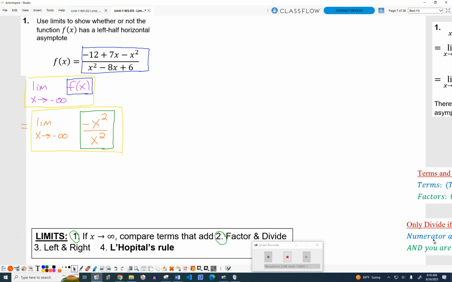So your next line is going to say, don't forget the equal sign. Don't forget to write limit as x approaches infinity, negative. Now what we're going to write is we really have a -1 constant in the numerator. We have a +1 constant in the denominator. And that's being multiplied by x squared divided by x squared.